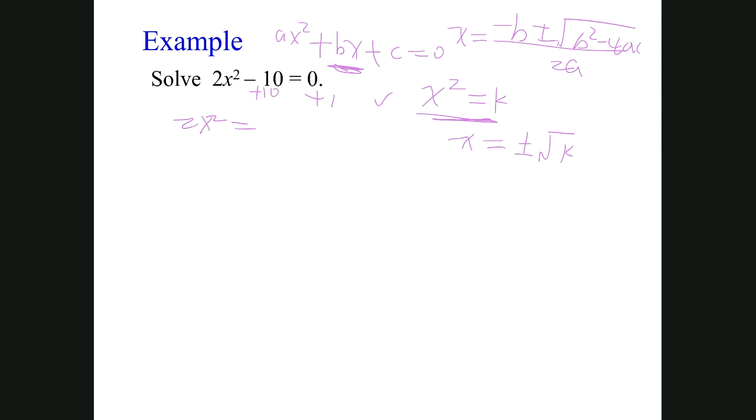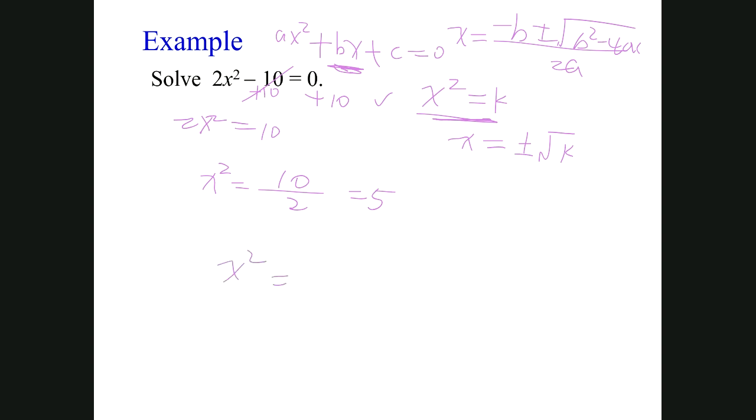And then this will be canceled out. So this will be equal to 10, right? And then I'm gonna divide both sides by 2. So 10 divided by 2, I got what? I got 5 in here. So look at that, I have x squared equal to 5.